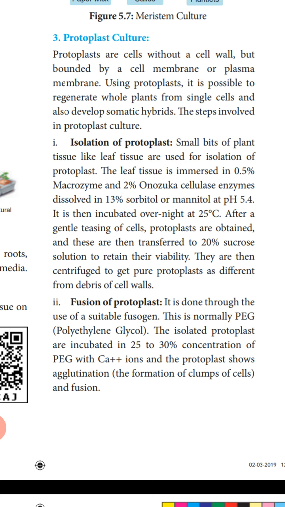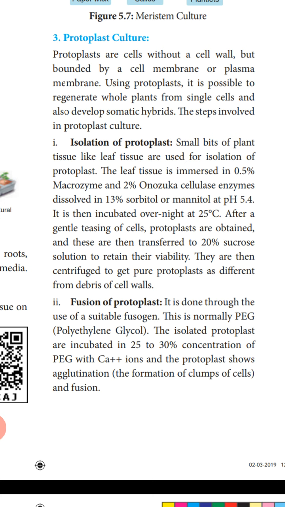So here in the isolated desired protoplast, a protoplast can be obtained from a rice plant and from a radish plant. These two protoplasts can be fused together. For this fusion of two protoplasts from two different sources, we are using a binding agent called the fusogen, and the commonly used fusogen is PEG, polyethylene glycol. The isolated protoplasts are incubated in 25 to 30 percent concentration of PEG with calcium ions, and the protoplast shows agglutination, that is the formation of clumps of cells, and the fusion.